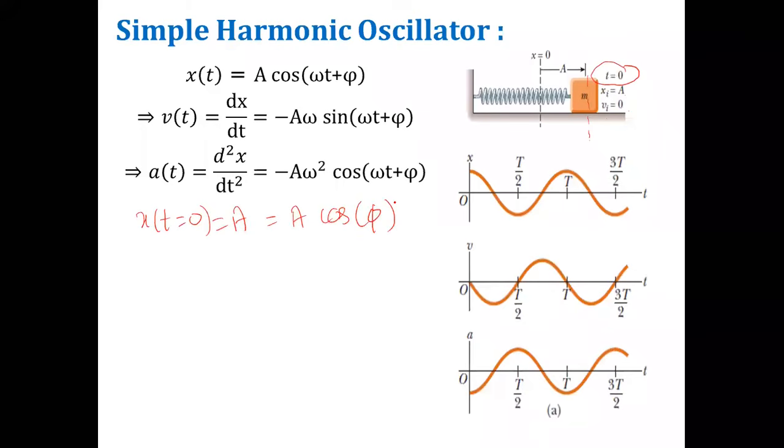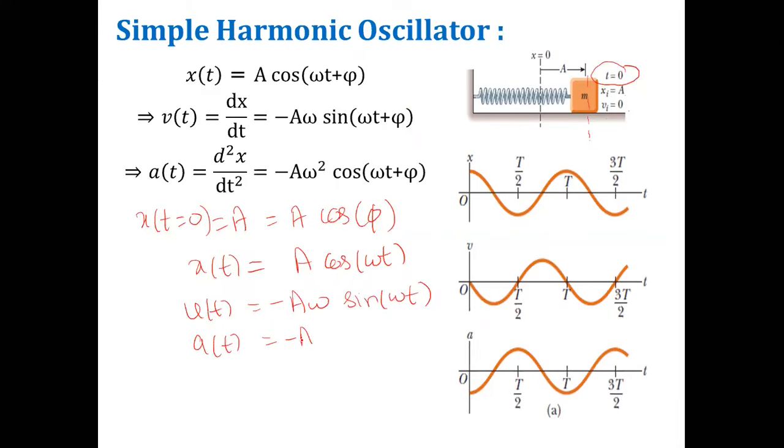So for this particular scenario, for which we are drawing the graphs of your displacement, velocity and acceleration, your x(t) is going to be equal to A cos omega t. Your velocity would be equal to minus A omega sine omega t. And your acceleration is going to be equal to minus A omega square cosine of omega t. So these are the three equations that we will be putting now.